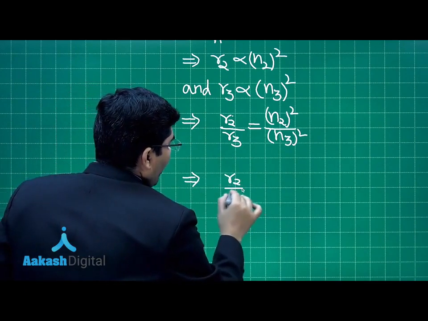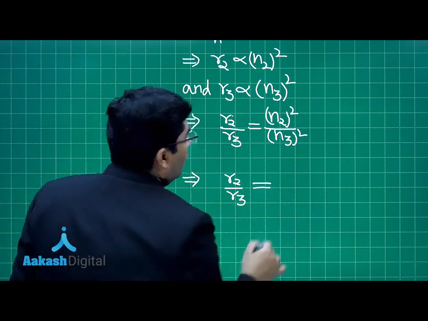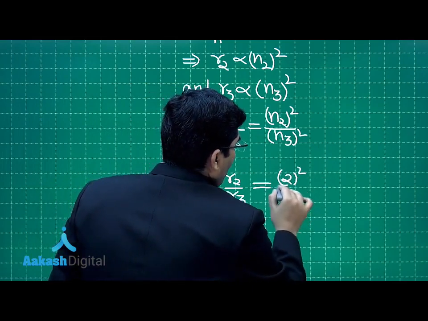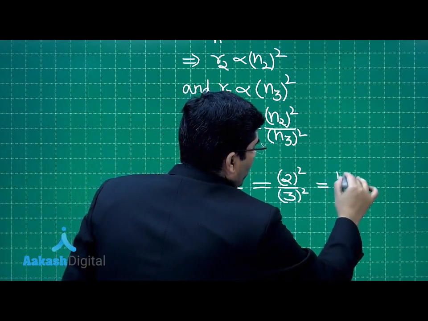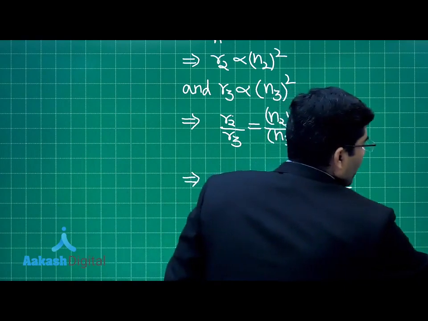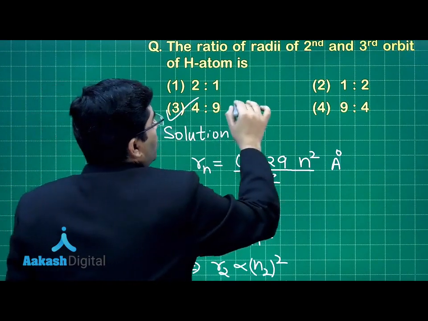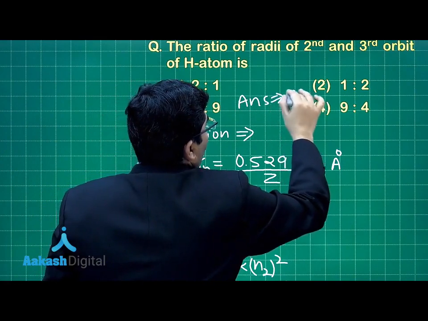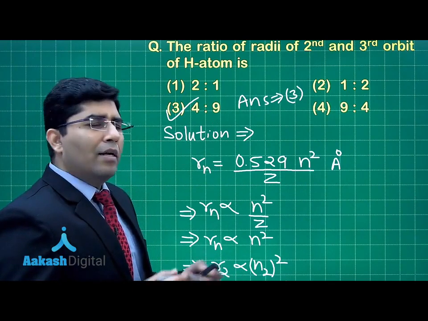Therefore, R2 divided by R3 will be equal to 2 square upon 3 square, that is equal to 4 divided by 9. So this is the ratio, and the final answer will be 4:9. So our final answer is option number 3. So that's how we will solve the problem based on radius. Let's solve the next question.